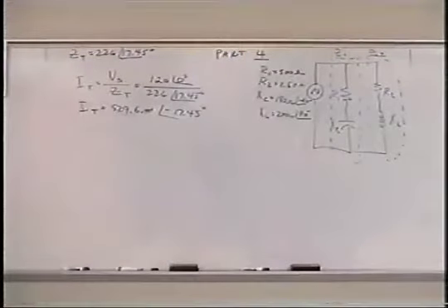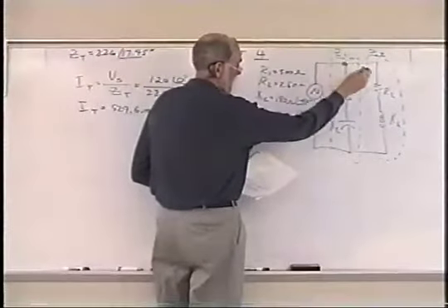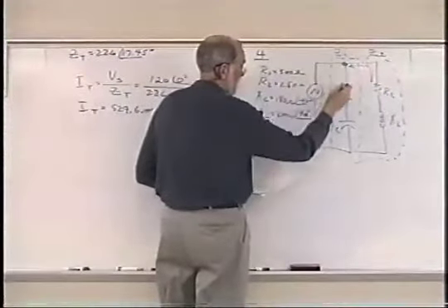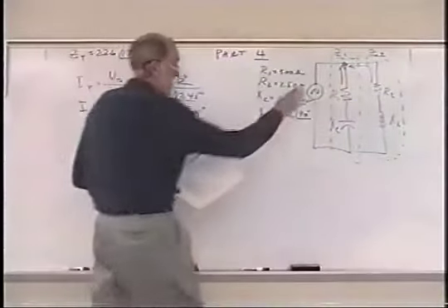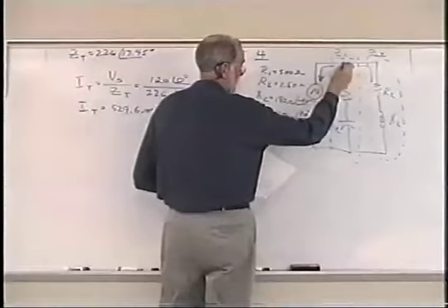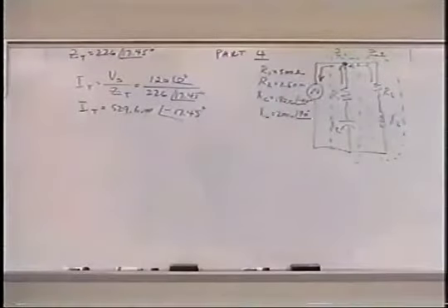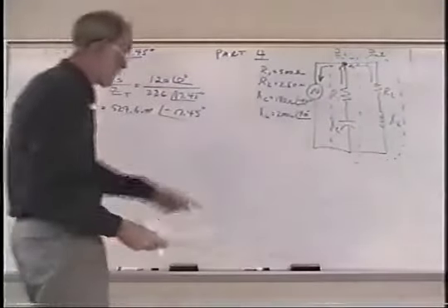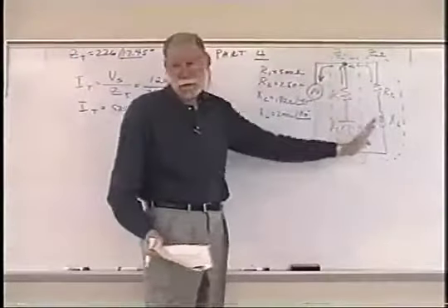So now, that's I total. That would be the current combining at this node here, coming in from both of those branches. And so what I'm talking about is this current flowing back into the source after that node. I total. Now, I need to find the voltage drops across each one of these components here, so I need to know the branch currents.